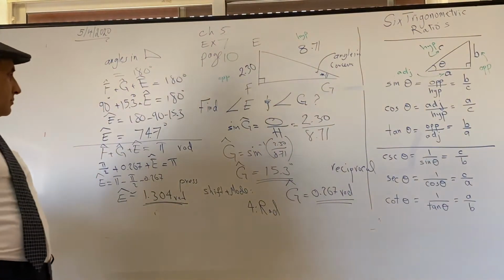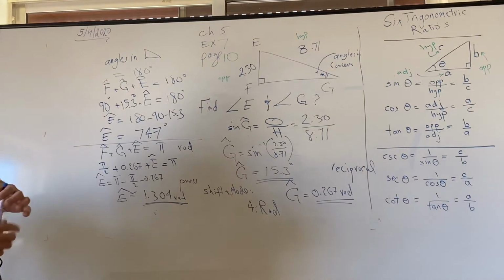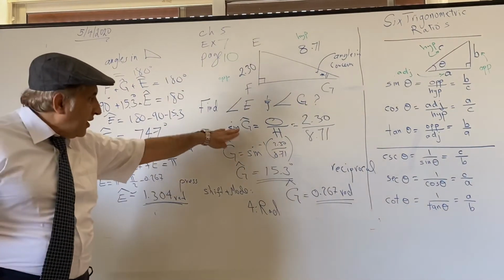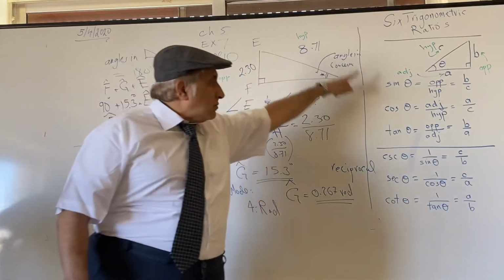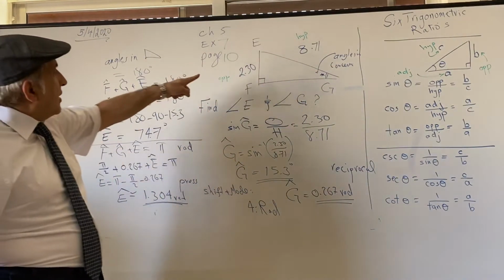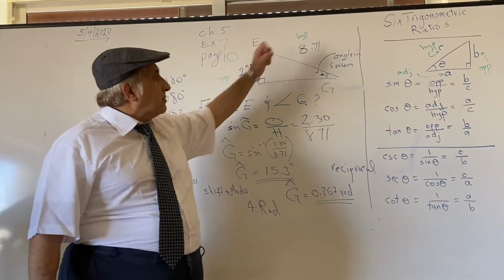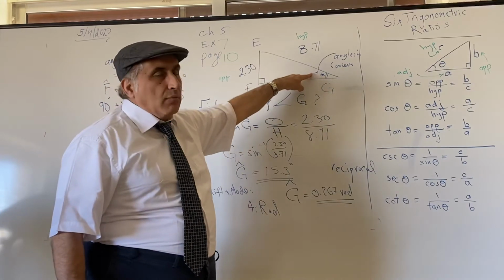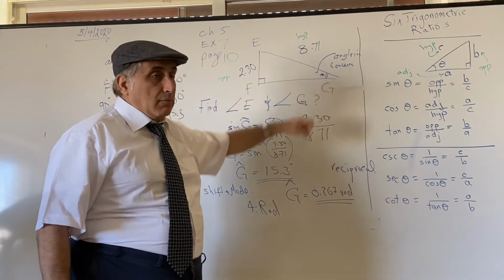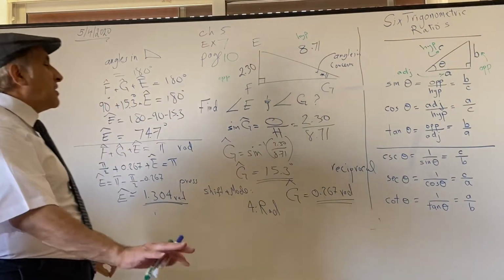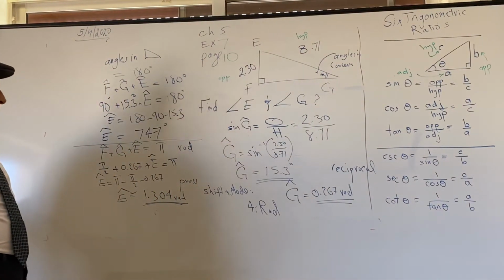So again, I have to figure out which trig ratios I have to use. If I don't figure out which one of those, I cannot solve the question. Where is the key? Name the sides. But where is the real key? Make sure you know which angle you're looking for. I'm looking for G. I could start the whole question by looking for E. It's the same process. All right?